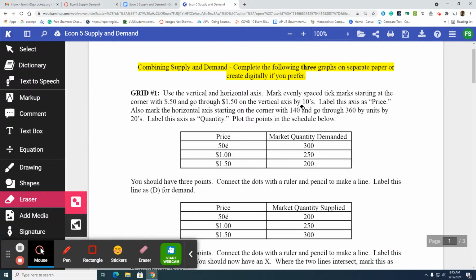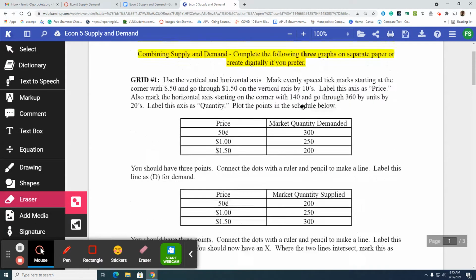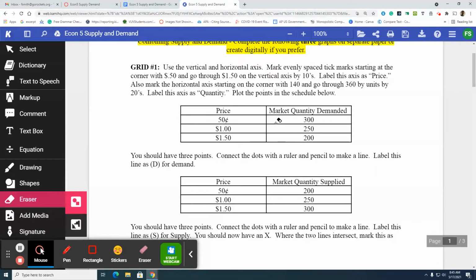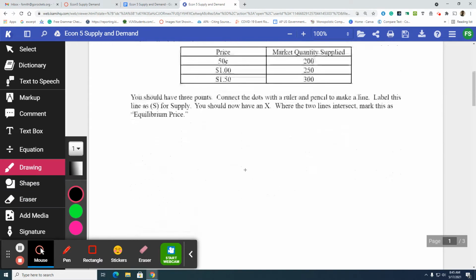Here we can see the directions and the worksheet that's opened up inside the application Kami, K-A-M-I, which is available on all of your Chromebooks. So what you can do is just make a drawing on the actual document. Here you can see it says use the vertical and horizontal axis. So you're going to be drawing, just click draw right there.